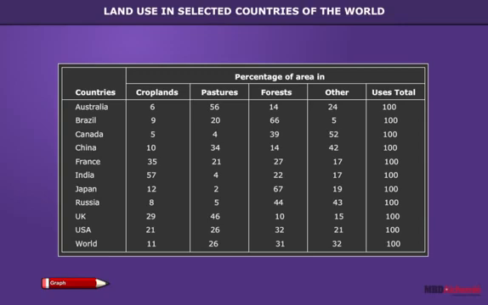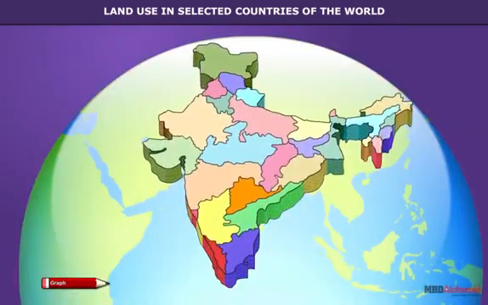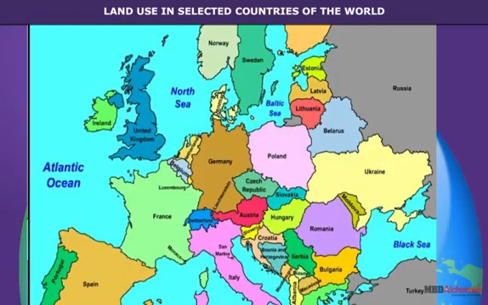The above land use pattern also reveals probable economic activities of the people. For example, agriculture is the dominant occupation of the people in India. Two European countries, France and UK, have a sizable portion of arable land and agricultural occupations are still very important.